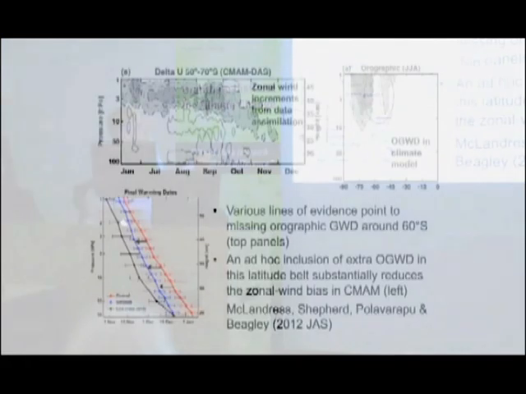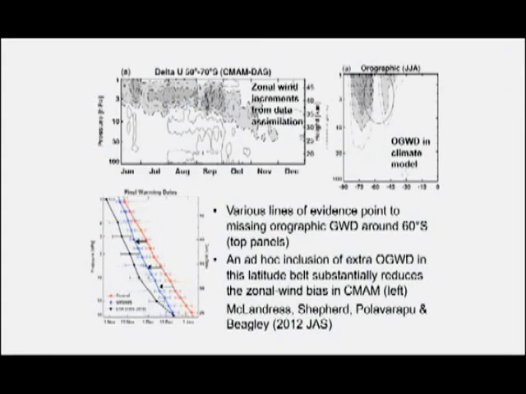If you look at the mountain wave drag in the model, there's this big zero right at 60 south. That's because in the model it's ocean at 60 south. But actually there are mountainous islands that provide a lot of gravity waves in observations that are just not represented in the climate models. And also gravity waves propagate latitudinally, not just vertically. So there's reasons to believe that there should be gravity wave drag in this gap here.